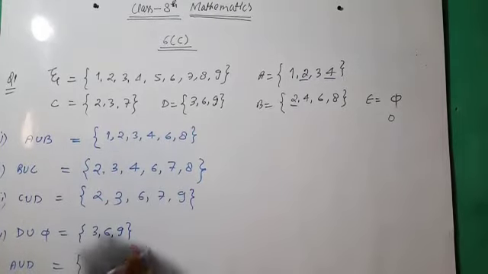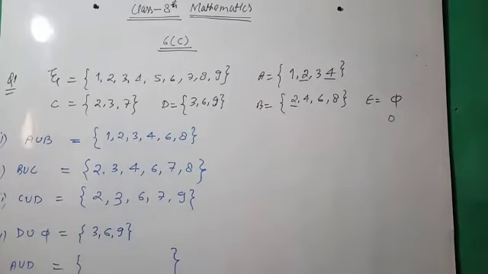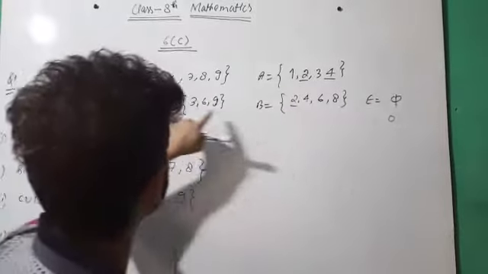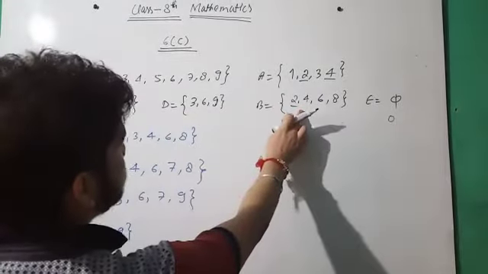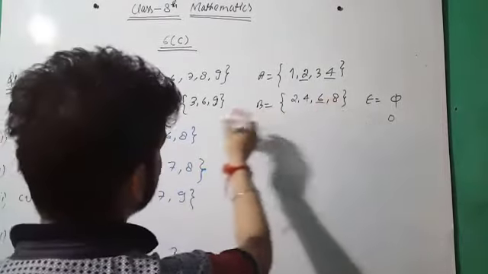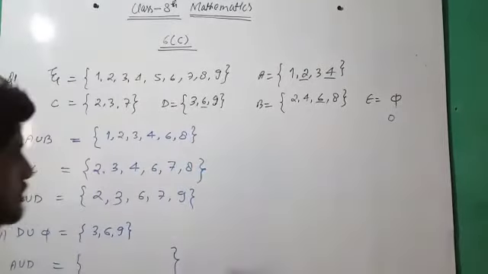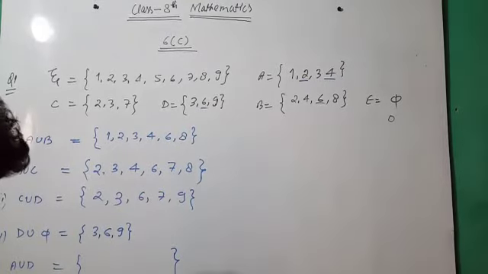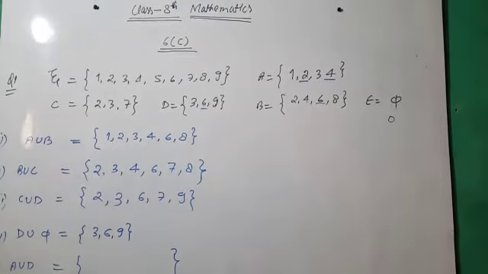Do A union D by yourself. Okay, the sixth one is B union D, B and D. Only 6 is repeated, so the total number of elements is 6. Okay, do the remaining ones by your own.